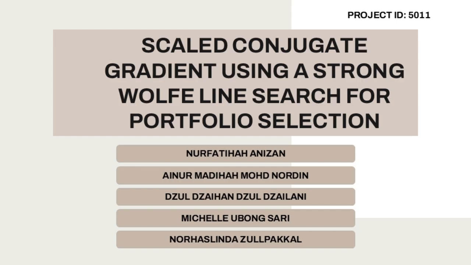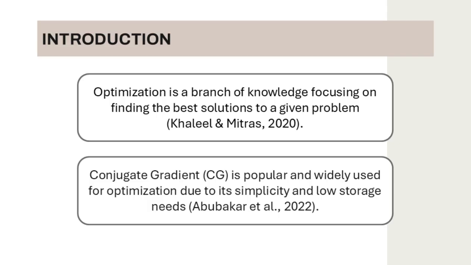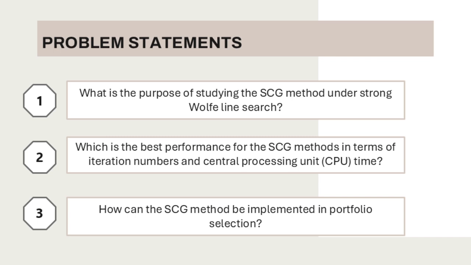Hello everyone. Today, I'll be presenting our research project titled Scaled Conjugate Gradient, using a strong Wolfe line search for portfolio selection. Optimization is a key mathematical tool used to find the best possible solutions to specific problems. Among the many optimization methods, the conjugate gradient, or CG method, stands out due to its efficiency and low memory requirements.